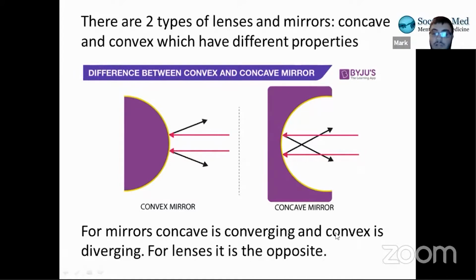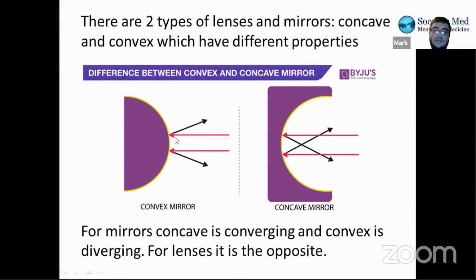So concave is converging, convex is diverging for mirrors, because for lenses it's going to be the opposite. But for mirrors, at least, this is what a convex mirror looks like. It's round, right? And a concave is rounded in. Imagine it's concave in, so it's like looking in a cave. It's hollow. Whereas convex is the opposite, it's rounded towards you. It's like circular.